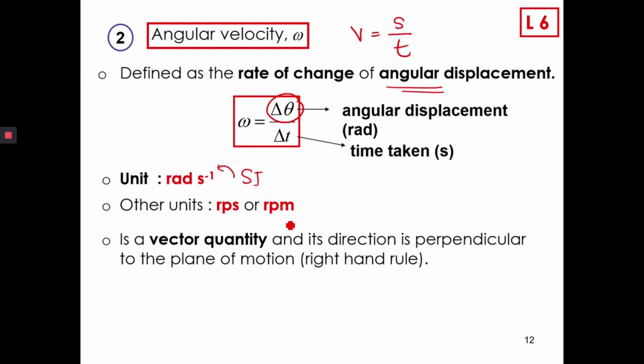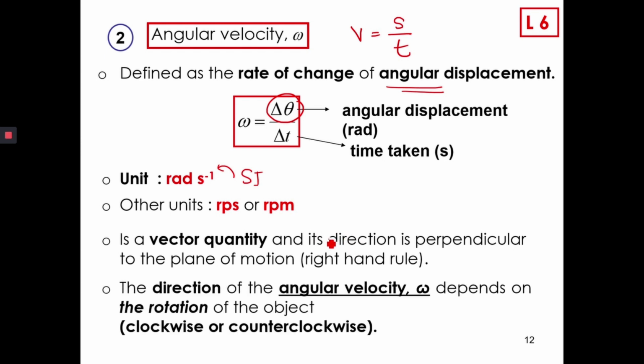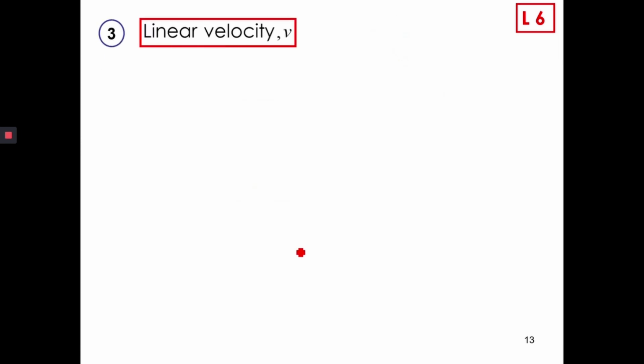It is a vector quantity, so you need to determine the direction, and the direction is determined using the right-hand rule. The direction of the angular velocity omega depends on the rotation of the object. It's either clockwise or counterclockwise.